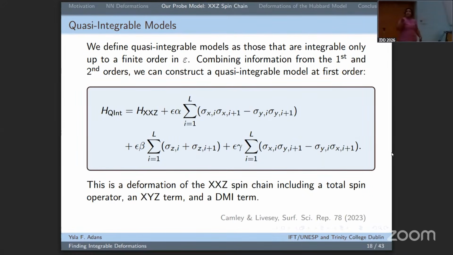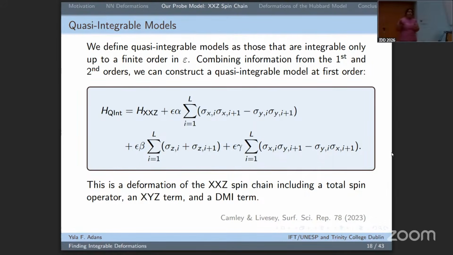This quasi-integrable model is a model that at first order is fine with respect to integrability, but if you try to extend this to second order, there is nothing that you can add in order to make it integrable, so it breaks integrability. It has the XXZ part, some term here with the alpha that is the XYZ part, spin in that direction, and this asymmetric term that is known in the literature as the DMI term.